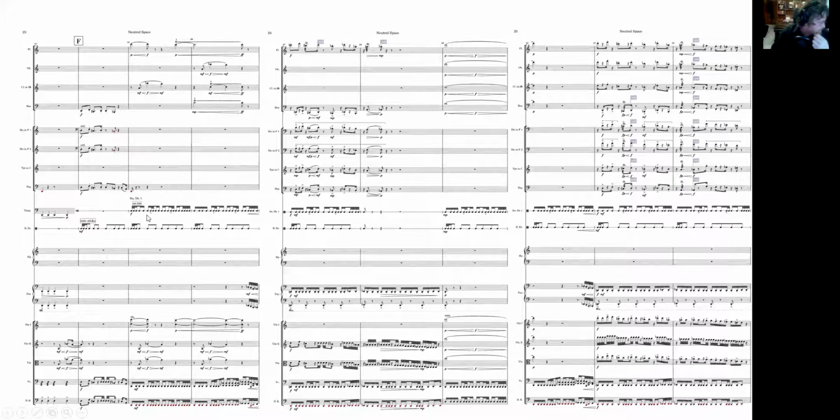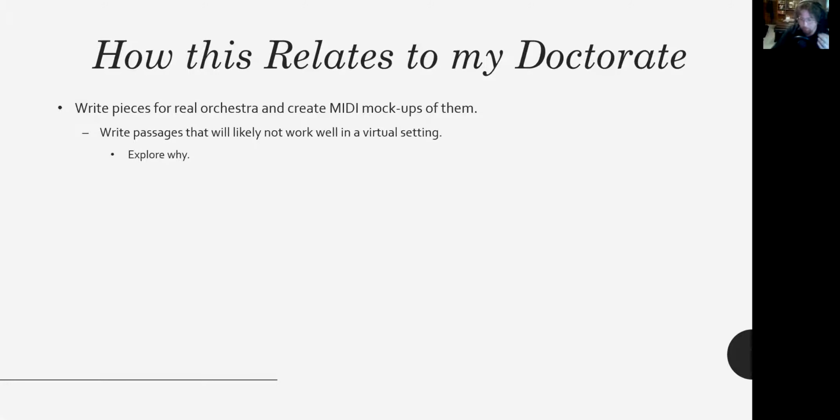To finish off here, I'm just going to discuss how this relates to my doctorate in composition, so research creation. To better understand and further research the limitations of the virtual orchestra, I'll create MIDI mockups of pieces that I have written for real orchestra. In these pieces, I have purposely written, and I'll continue to write, passages that I don't expect to work well in the virtual setting. I'll also explore why.